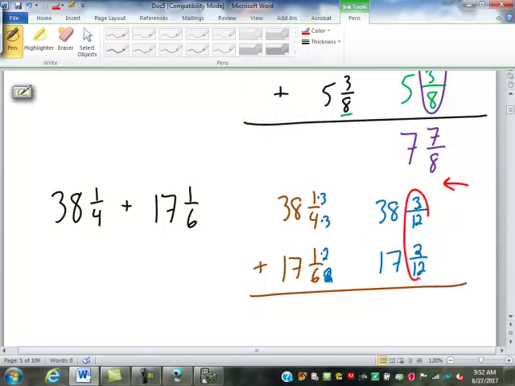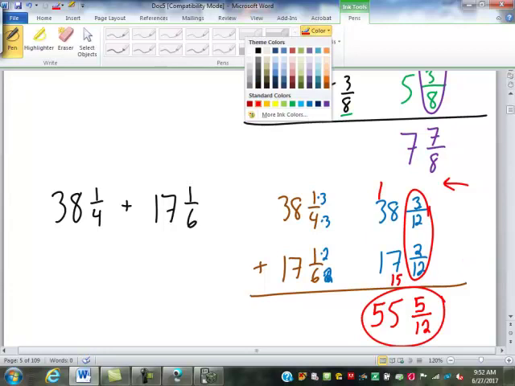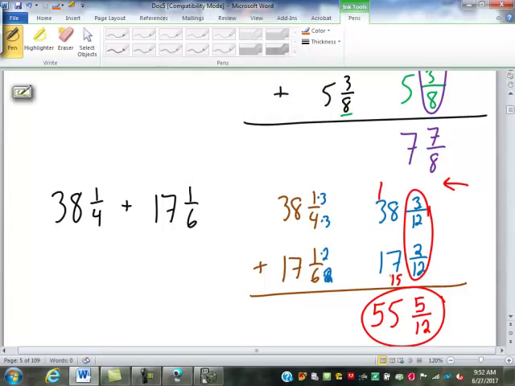So 3/12 plus 2/12 is? 5/12. 8 and 7? 15. So 5, carry the 1. 1, 3, and 1? 5. So 55 and 5/12. Now you'll notice there I had to do some carrying. I carried that 1 up. Well, it's not always just within the whole numbers. We can run into that with our fraction as well.